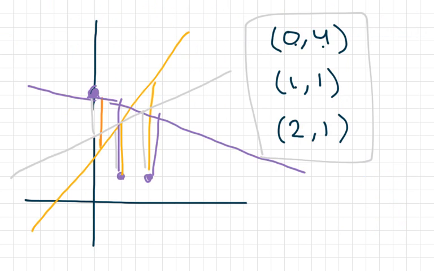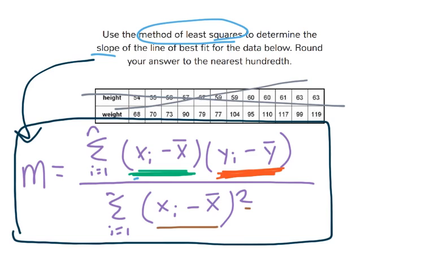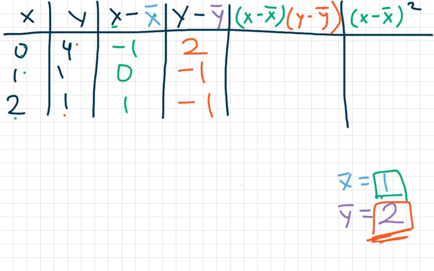Now the next step was to take these x minus the mean x values and multiply by the y minus the mean y values. Okay, so let's do that. We're going to take the negative 1, and we're going to multiply it by the 2. So we get negative 2 here. We're going to take 0 and multiply by negative 1. We get 0. And then 1 times negative 1 gives us negative 1.